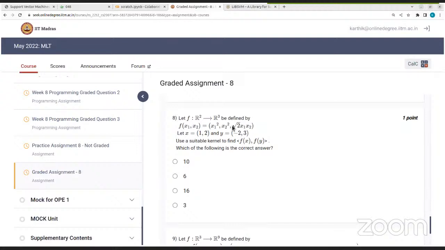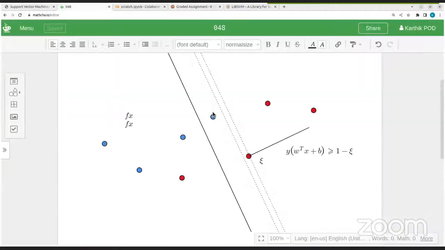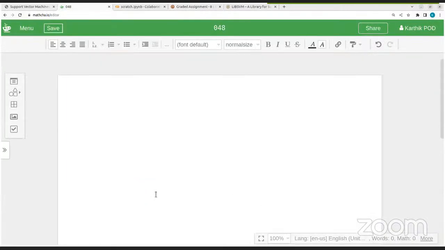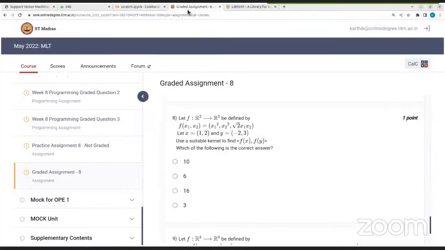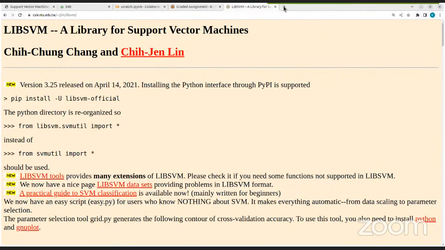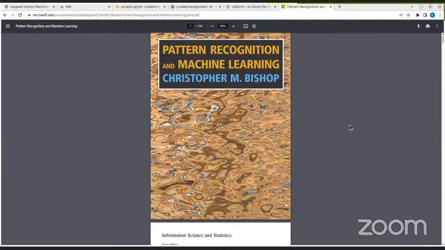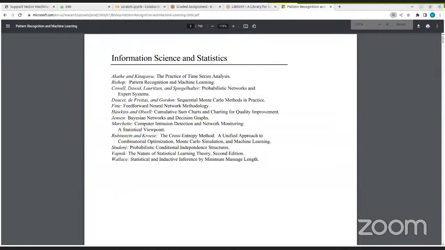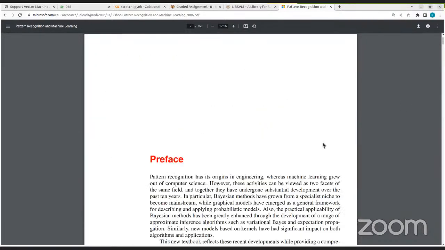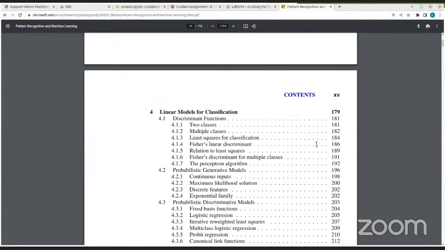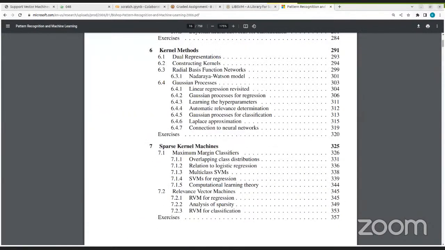Did you get the part? No, sir. Do you understand what a kernel actually does? No. Okay, so that part we didn't explain at all, so I don't blame you. There is a chapter on kernels, which is where these things have been taken from. The chapter is 6, page 291.